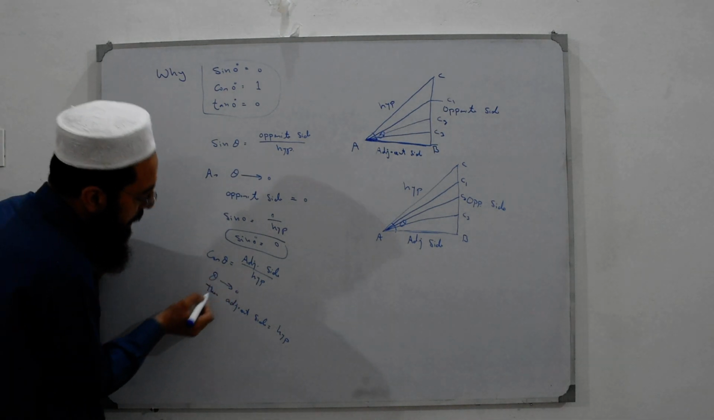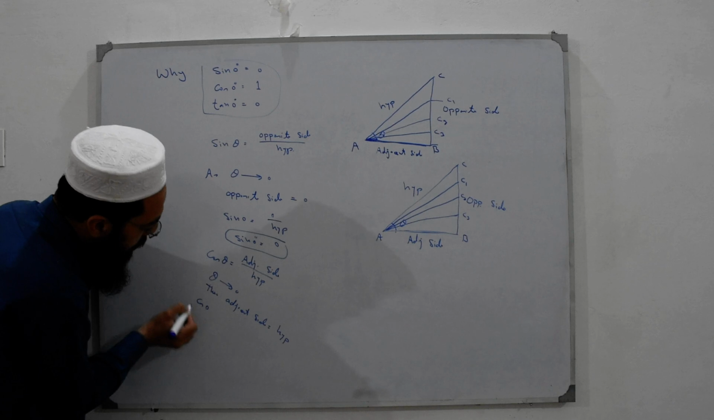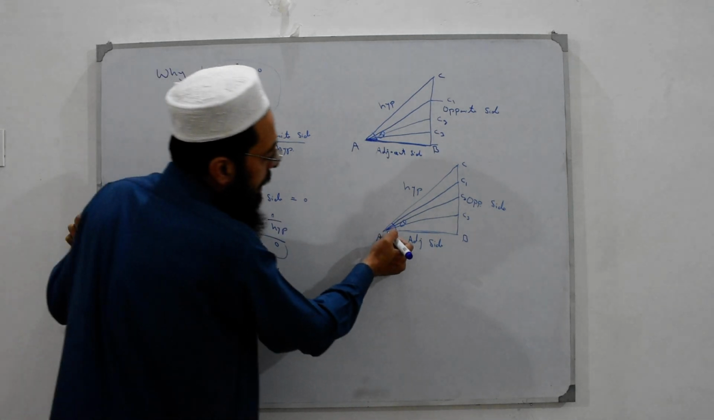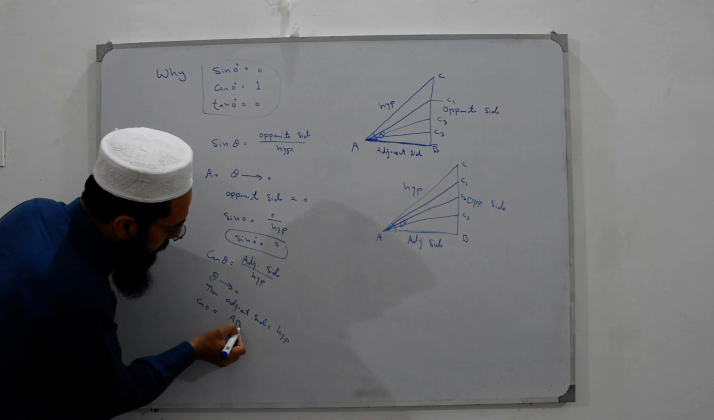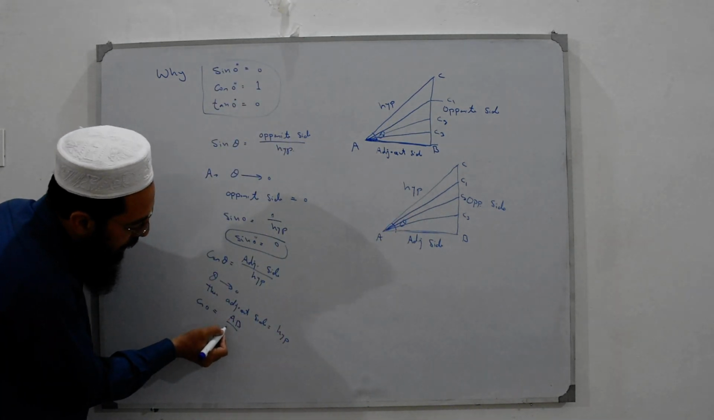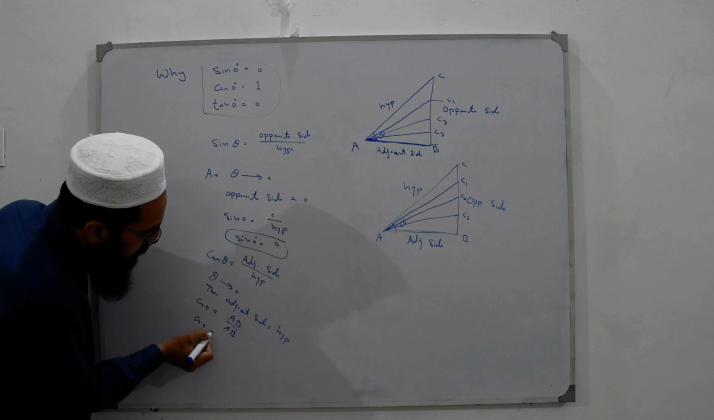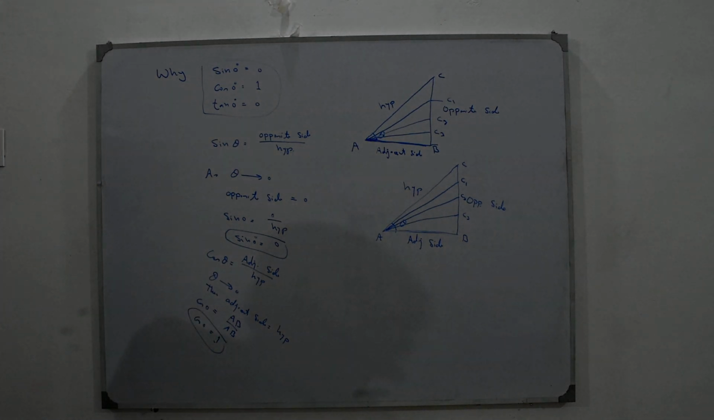It means that when we put cos 0, which is equal to adjacent side AB, and as adjacent side and AB are equal, the hypotenuse will also be equal to AB. So cos 0 is equal to 1. So we prove that cos 0 degree is equal to 1.